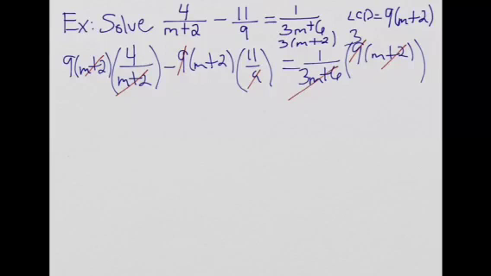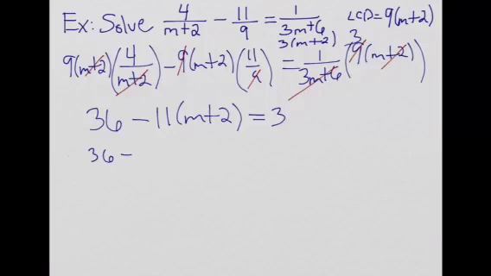Okay, and so now let's just multiply through what we have left. So the first term we have 9 times 4 left, which is 36. Second term we just have negative 11 times m plus 2. And then last we have equals 1 times 3, which is just 3. So now this is my linear equation, and if you notice, I don't have any fractions, which again, once you multiply through by the LCD, you should no longer have fractions. So now let's just solve this.